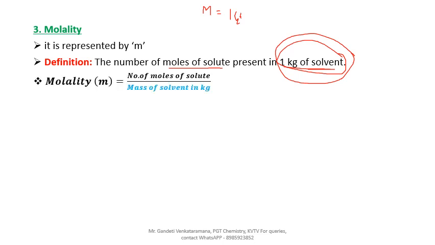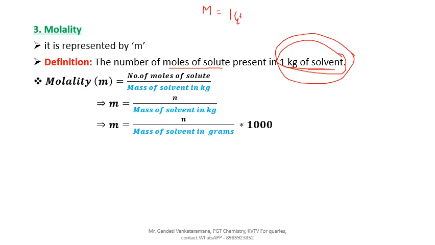So molality, small m, equals the number of moles of the solute by mass of the solvent in kg. So 1 kg represents the mass of the solvent in kg. Next, m equals n by mass of the solvent in kg, which is n by mass of solvent in grams into 1000. If mass is available in grams, multiply with 1000.